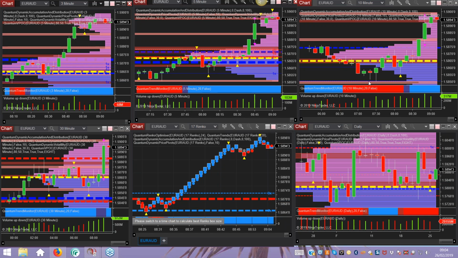This is the multiple time frames I've got here. I've got 3 minute on the left, 5 minute and 10 minute to the top right, and then down at the bottom we've got 30. I've got the Renko running in the middle, and over on the right I've got the daily chart as well.